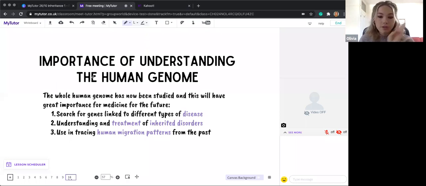So for AQA, they want you to know 3 things about why the human genome is important. So firstly, it enables us to look at genes which are linked to certain types of diseases. Before, we might have had diseases which are genetic, and we might not really know what those genes are, what those diseases are caused by. But now we look at all the genes linked to them. It's really helping us understand these different diseases. So for example, cancer is a genetic thing. It's caused by mutations in our genes. So we're now starting to understand cancers a lot more, which is therefore enabling us to look at treatments a little bit more. If we understand the genetic and the molecular basis of these diseases, we can start to think about treatments for them.